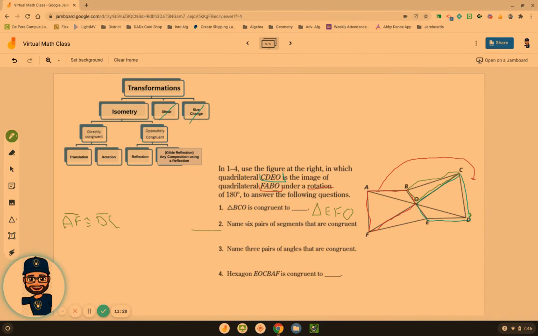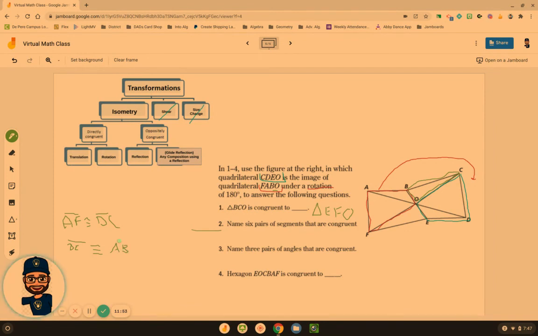Let's just try one more. What about segment DE? Which segment is DE congruent to in the red one? Well, DE is middle 2, so it's got to be AB. And again, if I rotated it, that would land there. It's direct. So AB.